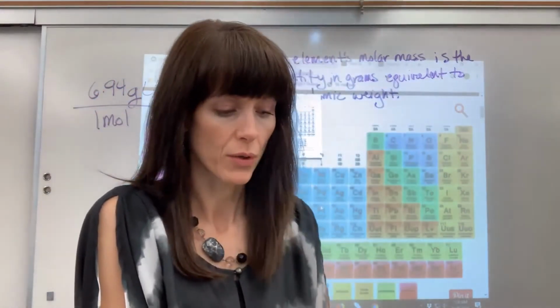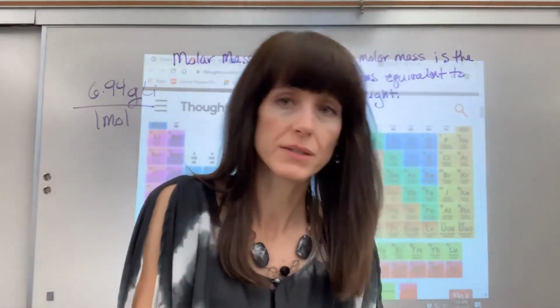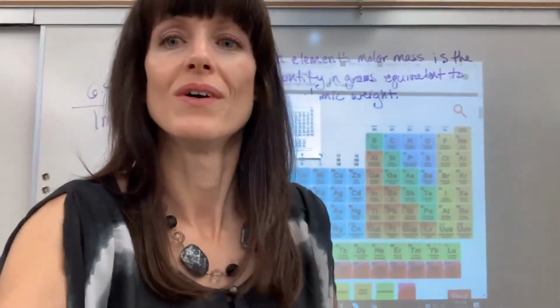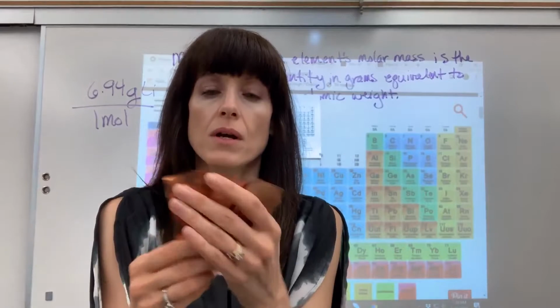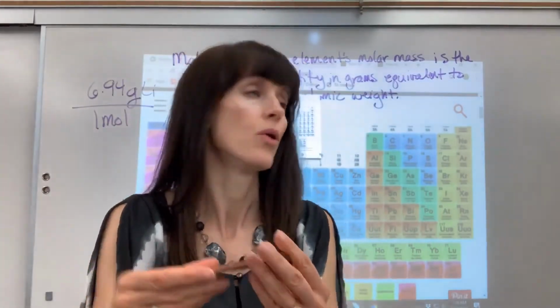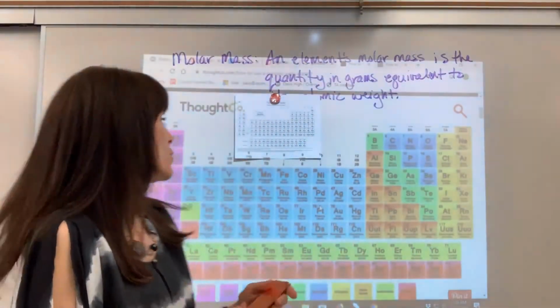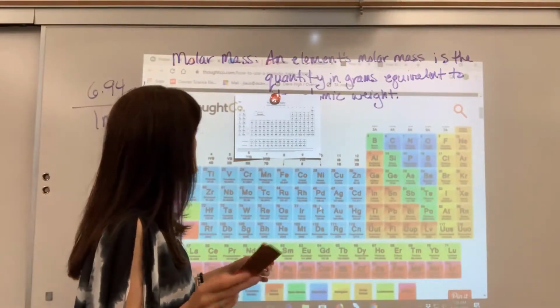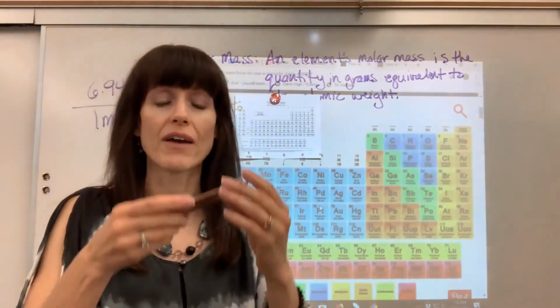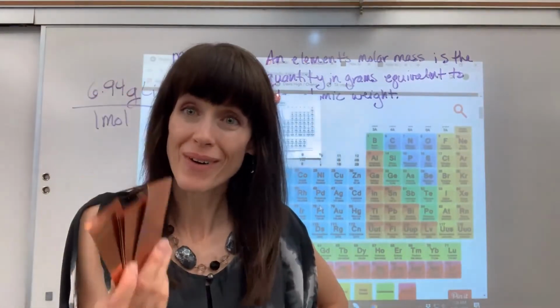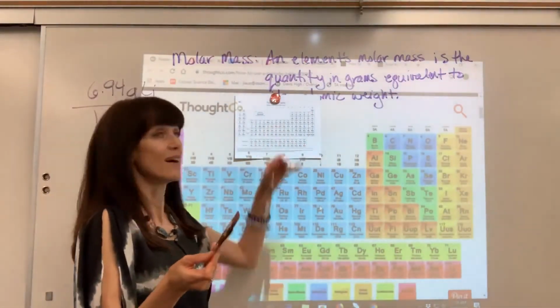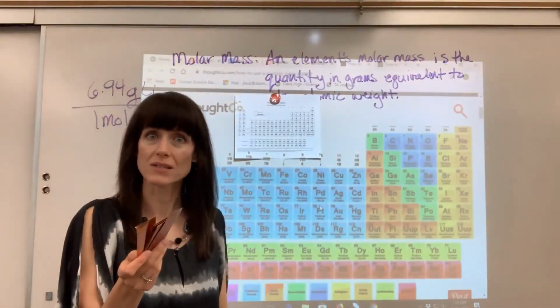Let's do 2 more really quick. Here is 1 mole of copper. So put this on the scale. I already can tell you what it's going to weigh. When I put this 1 mole of copper on the scale, it's going to weigh 63.54 grams. I know that because 1 mole is the mass on the periodic table, the molar mass.